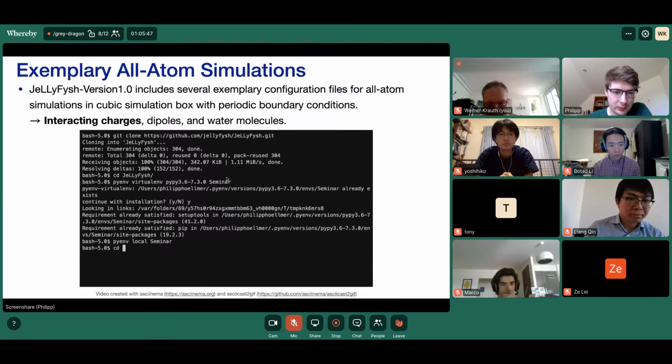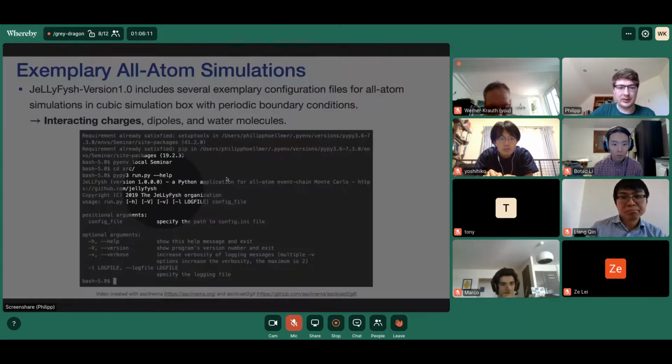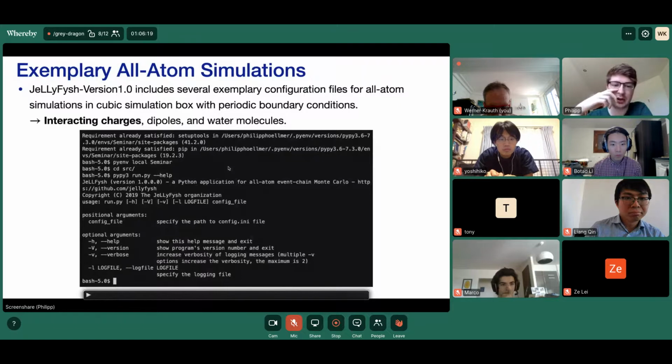Okay, now it's back where I want. So in our public repository, we have a source directory, which I went into. And in this source directory, we have the so-called run.py script, which I executed here with the help option. And then you just get the usual help. As you can see here, this run.py script expects one positional argument, which is just the configuration file. And then you have several optional arguments, which I won't specify any further, but I think they're pretty self-explanatory.